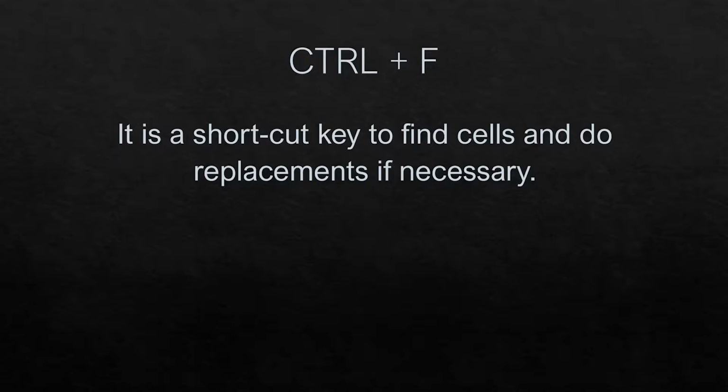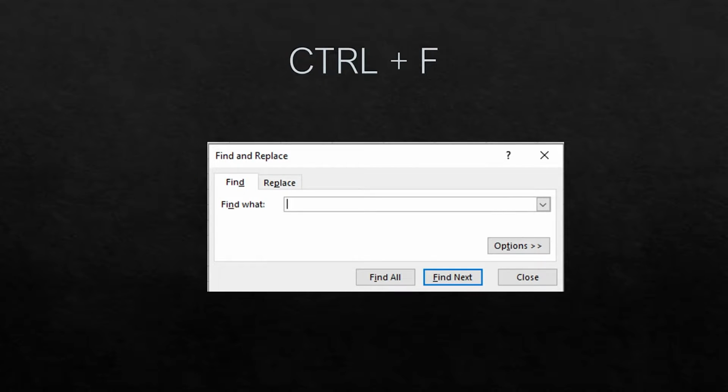The most important thing in Microsoft Excel is the Control F key. Control F is a shortcut key to find cells and do replacements if necessary. When you do a Control F in Microsoft Excel, this is what you will see. A pop-up window will show that looks like this, one for find and the other for replace.